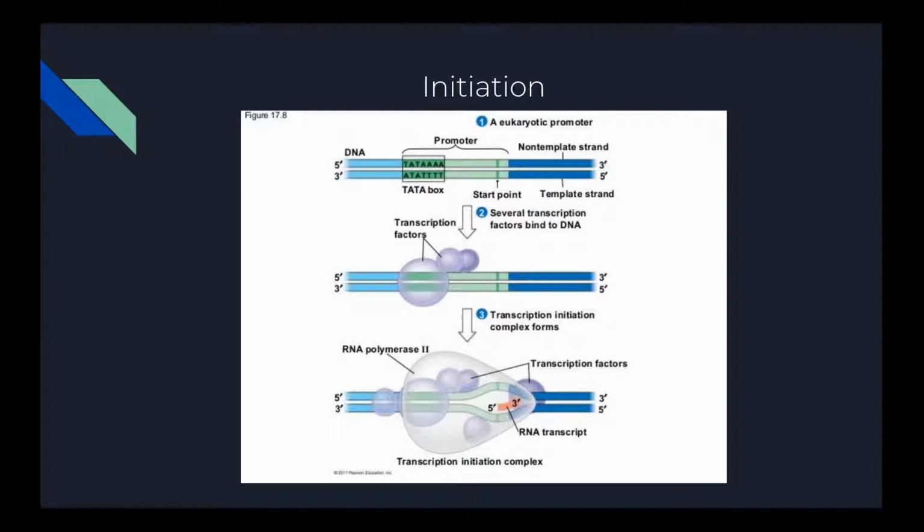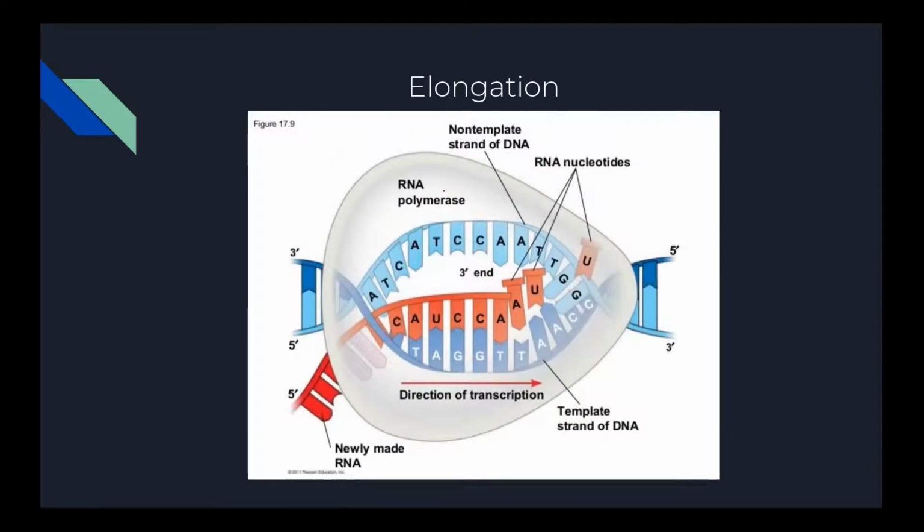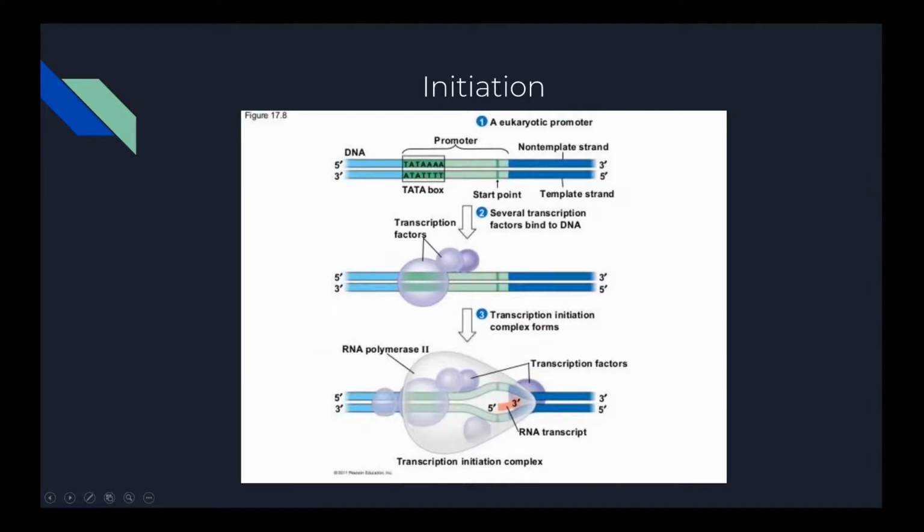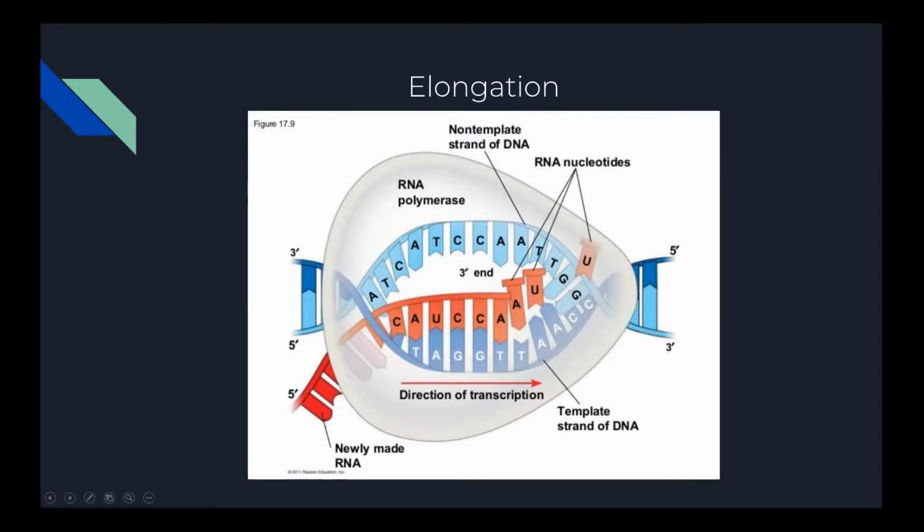Again, what I've just gone over is illustrated here in this diagram where we have the sequence of TATA followed by the rest of the nucleotide bases. And then we have the transcription factors that come in here. And then we have the complex form here at the bottom. All right, so once initiation has occurred, we have what is called elongation.